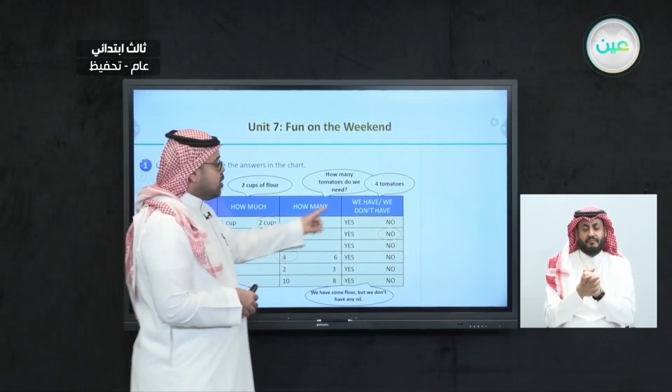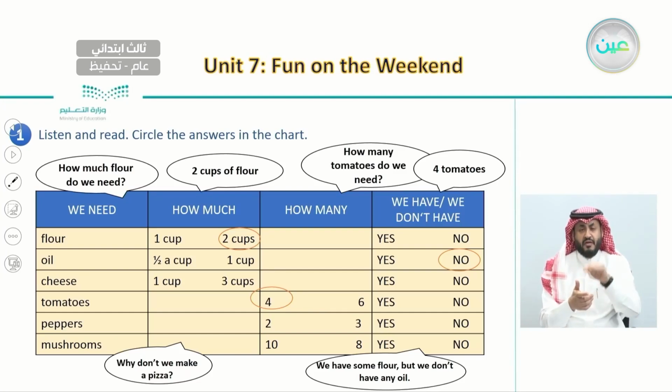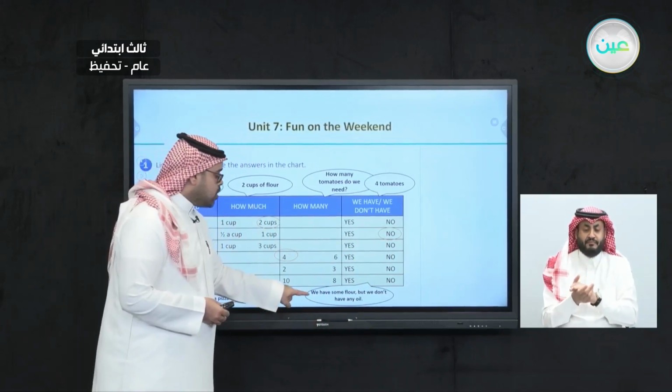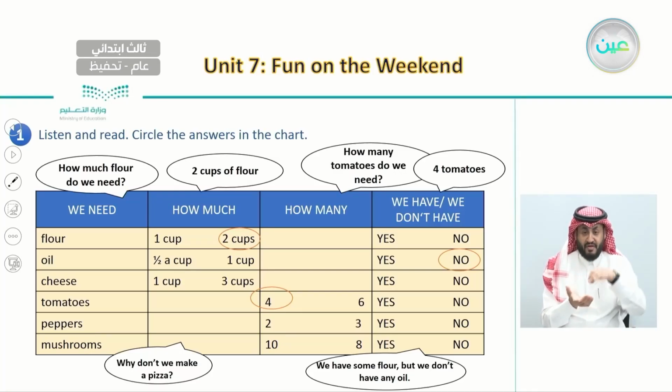And what do they have and what do they not have? For the things that they don't have, here we have yes or no. So if they have something, we will see yes here. If they don't, we will see no. So the only thing that they don't have is oil. They don't have oil because we're going to listen to a sentence similar to this: We have some flour, but we don't have any oil. And here, why don't we make a pizza? This is what they want to make.